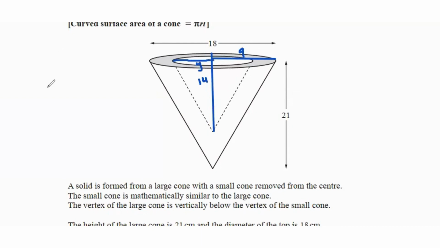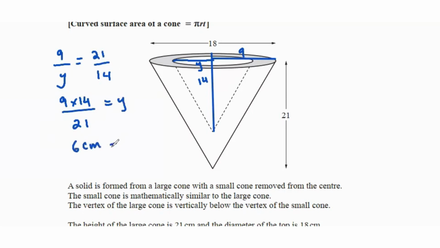Since they're mathematically similar, the ratio of the radius, which is 9 over y, is going to equal the ratio of the height, which is 21 over 14. So that's 9 times 14 over 21 equal to 6 centimeters. That is the radius of the small cone.